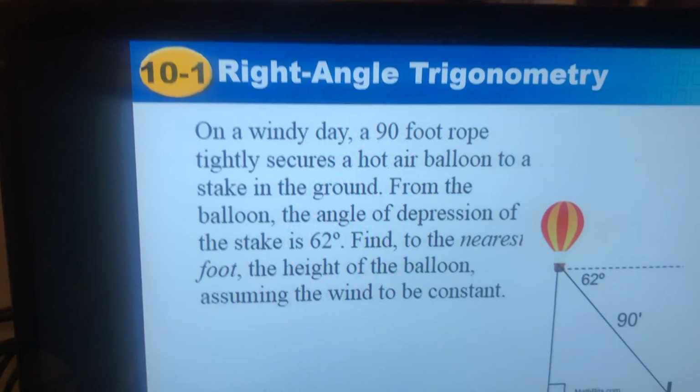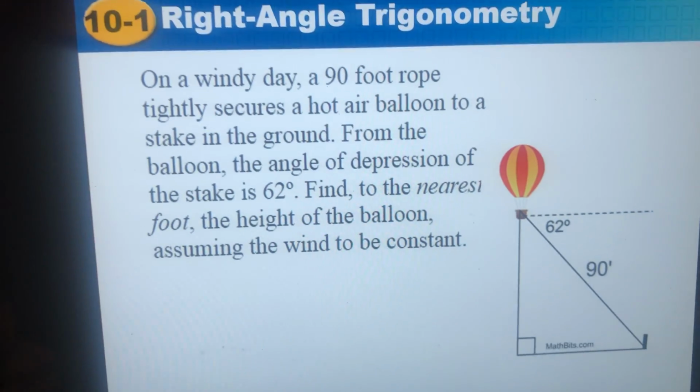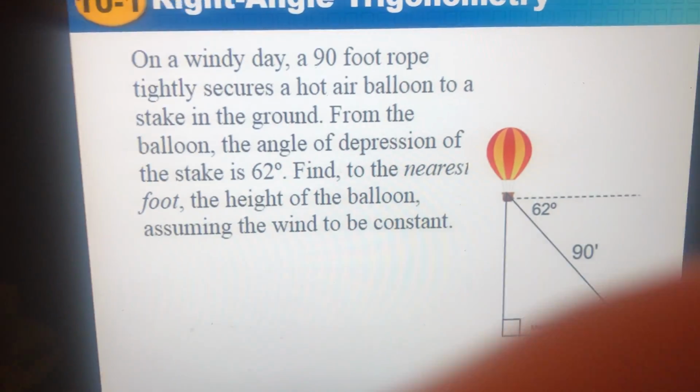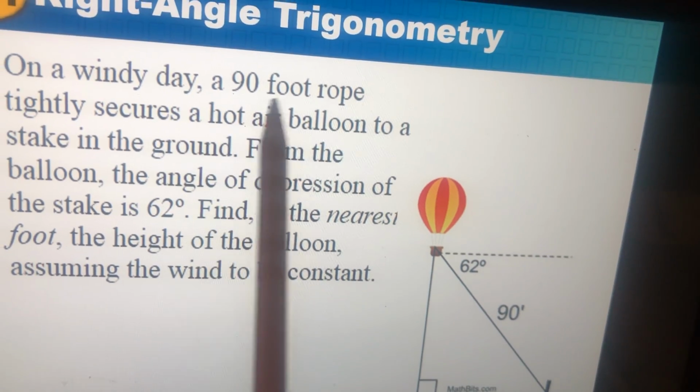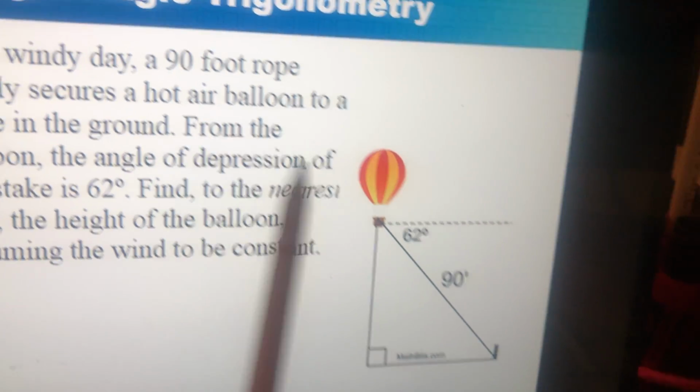Here's an angle of depression. On a windy day, a 90-foot, so here they gave you a picture for you, okay? A windy day, a 90-foot rope tightly secures a hot air balloon to a stake in the ground.